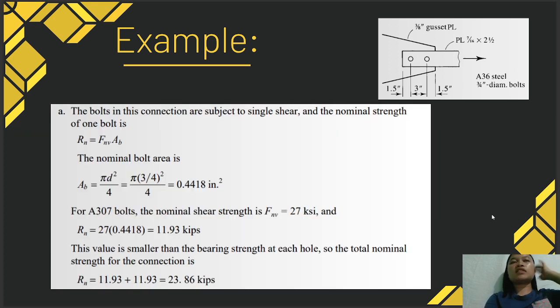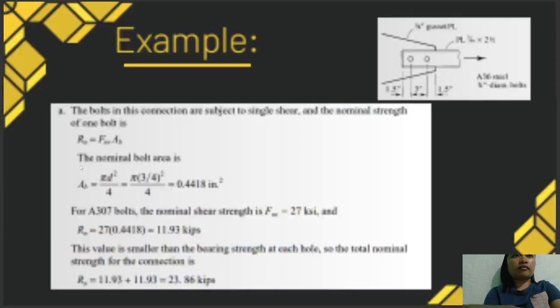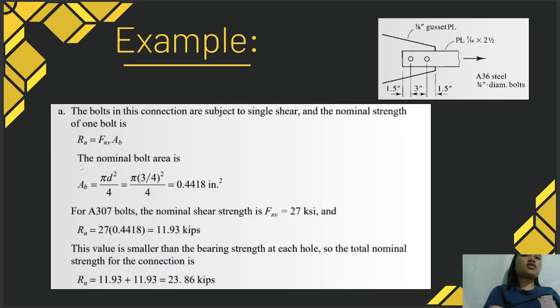So next problem for problem A, after the bearing strength, we solve the nominal shear strength. First is for the A307 bolt. So we have Rn equals Fnv times Ab, or nominal strength is equal to nominal shear stress times the cross-sectional area. The nominal bolt area Ab is the cross-sectional area, pi over 4 d squared.